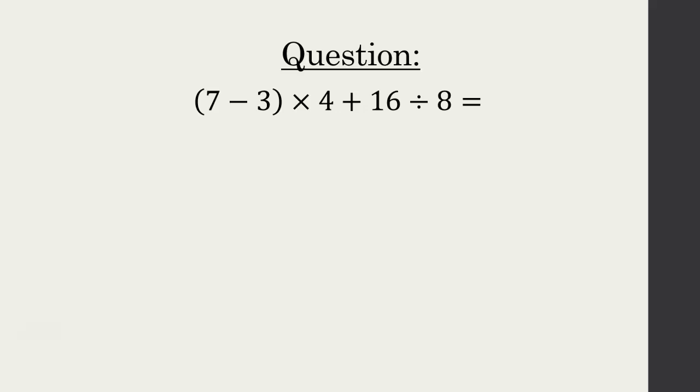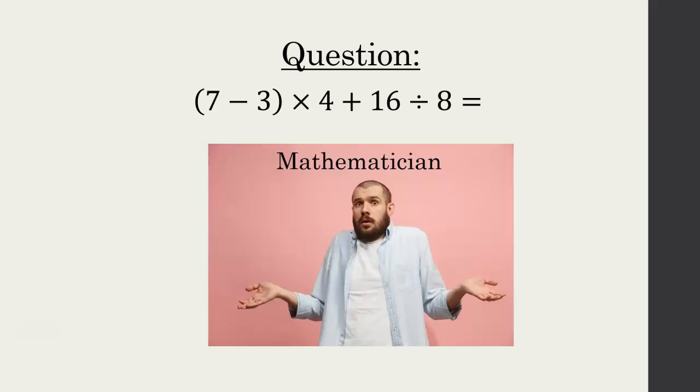We have 7 minus 3 in brackets, and that's being multiplied by 4, and then we add 16, but there's a dividing by 8 at the end. So the problem was, let's say mathematicians were given this, how would they decide what to do?